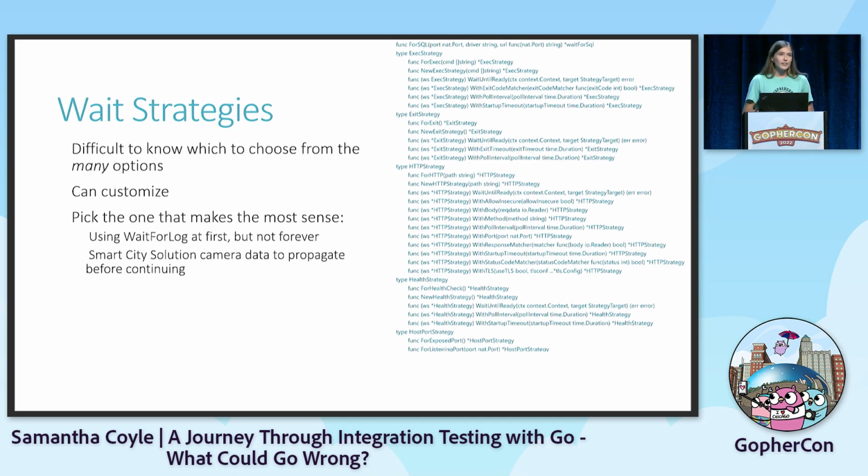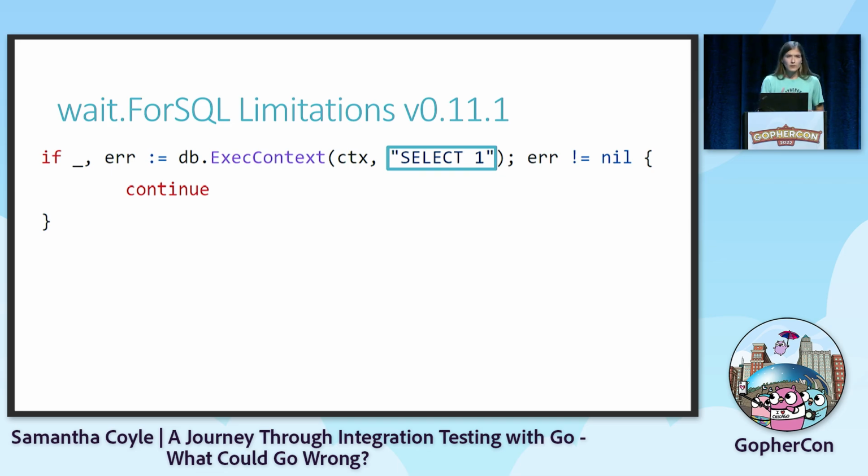So for us, we started with that wait for log strategy, which y'all saw on those past slides, because often our servers have logs, right? And from there, we then thought, okay, our smart city needs to wait for our video data to propagate. So we looked at that first strategy, to wait for SQL. We wanted to wait for specific data to propagate into our database. So we looked into the internals of this package, of this wait strategy.